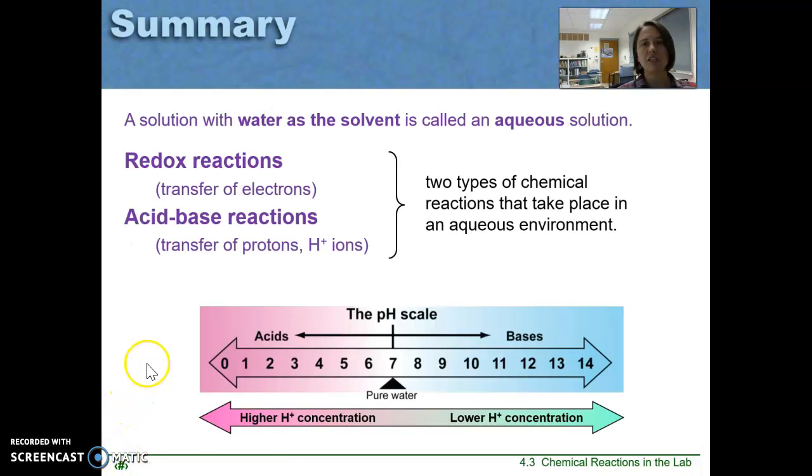Okay, a review of this third section. We talked a lot about chemical reactions that use aqueous solutions, which are dissolved in water. The two main types we talked about were redox, which involves the transfer of electrons, something being reduced and something being oxidized, and acid-base, which involves the transfer of protons, which is a hydrogen ion is a proton, and then you have an acid and a base, and it results in salt and water. And we use the pH scale to see if an aqueous solution or a liquid is acidic, neutral, or basic.